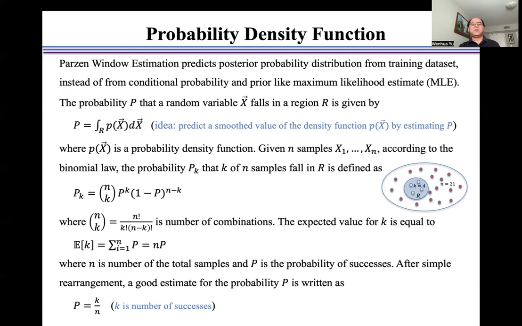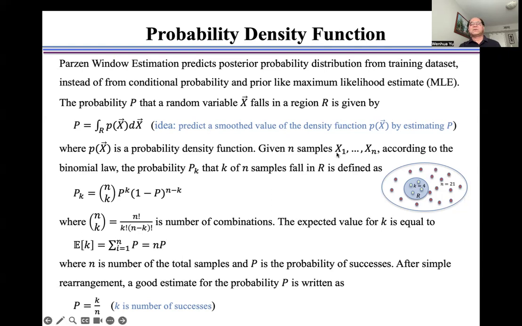The probability P that a random variable X falls in a region R is given by the integral of the probability density function p over R. The idea of Parzen window estimation is to predict the smooth value of the probability density function by estimating the probability mass function.